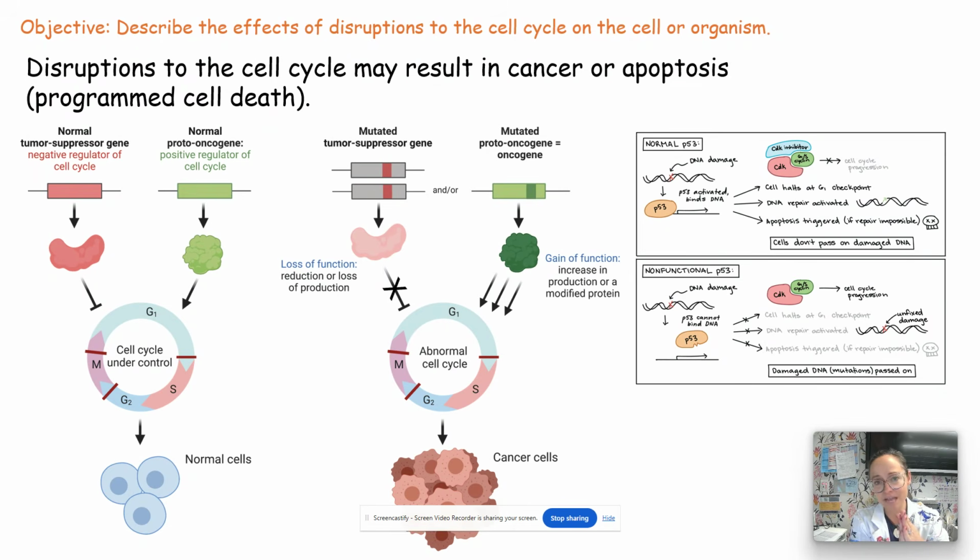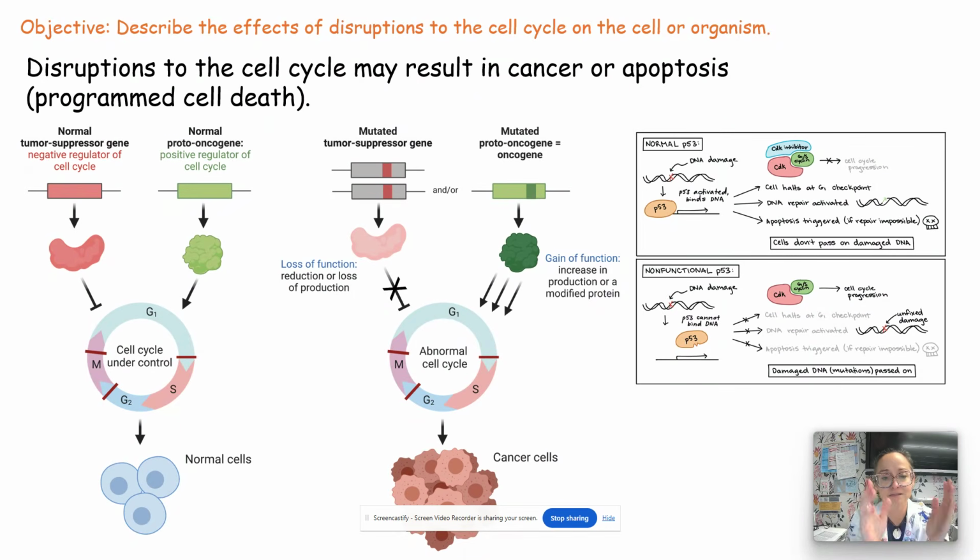stop, the cell is damaged. We need to fix our DNA before we go into S phase. And this is a good thing. We want to stop abnormal cells from dividing. Now, if we can fix the DNA damage, well, then the cell can go into S phase and divide. If we can't repair the damage, then hopefully the cell goes through apoptosis.